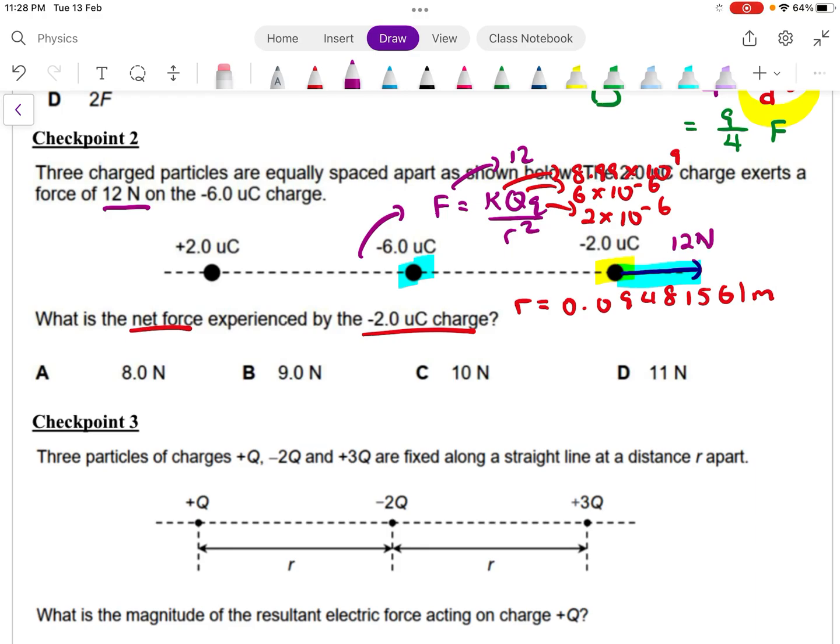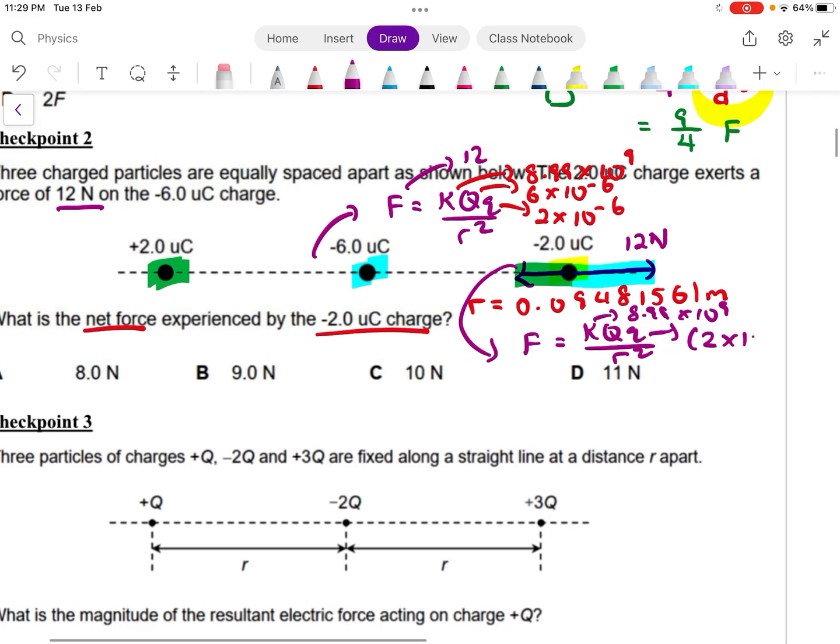Okay, so what I need to do is to calculate the attractive force acting on the negative 2 microcoulomb by this other charge. Let me use this green color. It will experience an attractive force towards the left hand side. So let's draw here. To calculate this force, you can use, for example, F equals KQQ over R squared. We know that K is 8.99 times 10 to the power of 9. Both Q are 2 microcoulomb, so you can just put 2 times 10 to the negative 6, the whole thing to the power of 2.